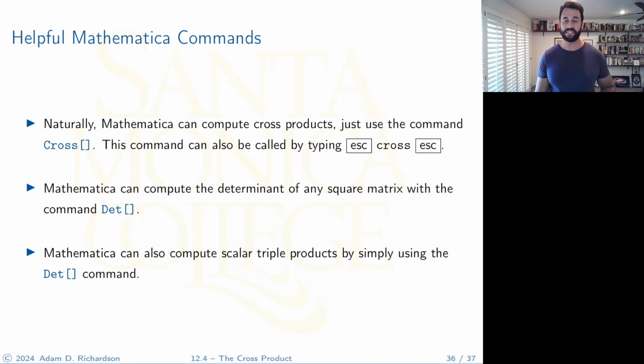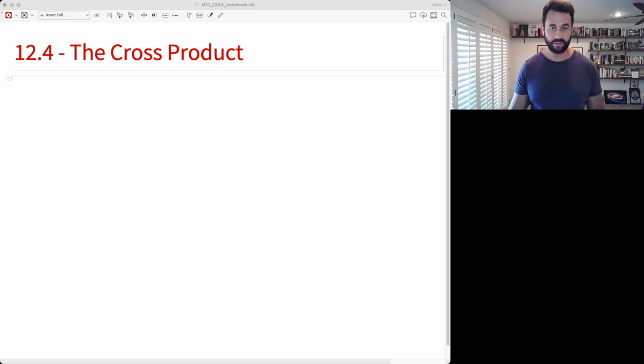If you want to compute a scalar triple product, you can just use the Det command again because of the way the scalar triple product is defined. So we're going to do that right now. Let me switch over to Mathematica. Maybe what we'll do is pick out some examples from the slides here and verify them using Mathematica.